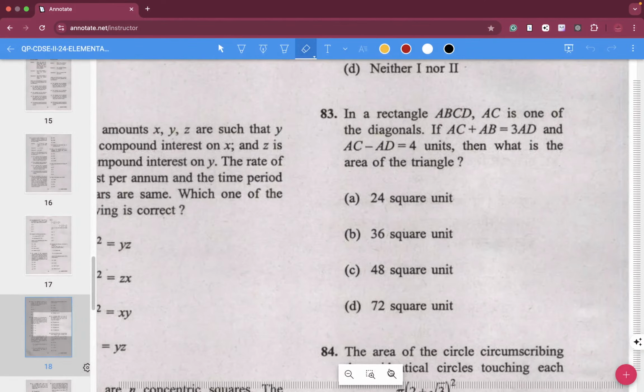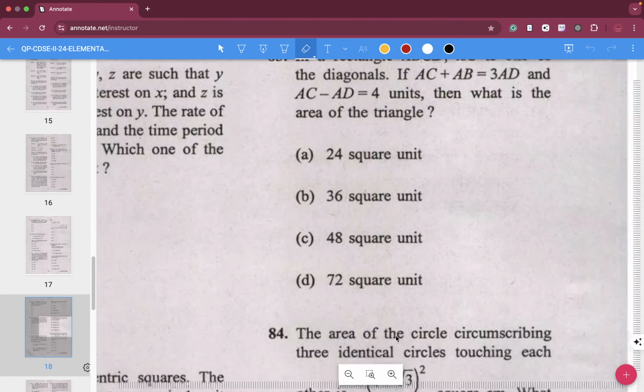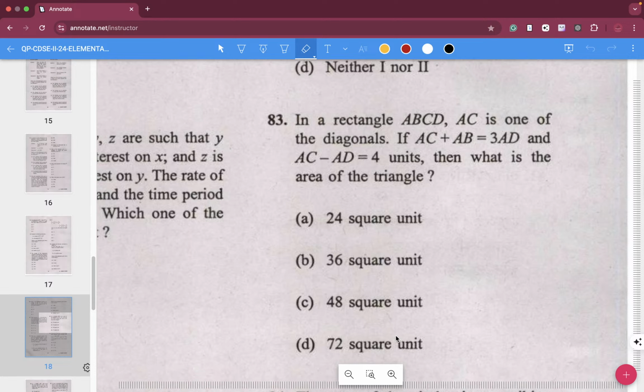Now question number 83, if you move to question number 83, in a rectangle ABCD, who has joined? Can you please write down who has joined?